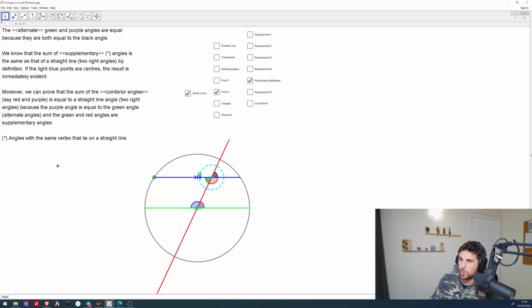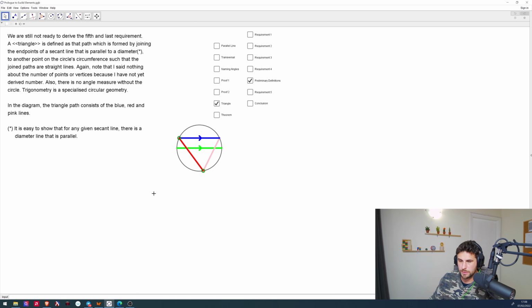Right. Moreover, we can prove that the sum of the co-interior angles, say red and purple, are equal to a straight line angle, which is two right angles, because the purple angle is equal to the green angle, because they're alternate, and the green and red angles are supplementary angles. So we're done.